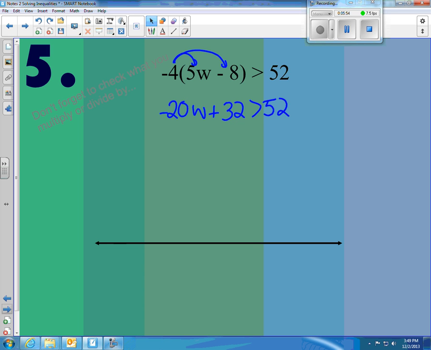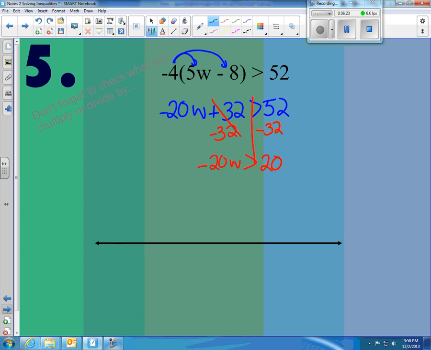Now we are still going to follow our steps. Step 2 says gather the variables to one side. Sweet, all the variables are on one side. Step 3, use addition or subtraction to cancel that constant. So we're going to subtract the 32 because we're crossing that inequality sign. So we have negative 20w is greater than 20. Now, we didn't multiply or divide, so we didn't have to worry about changing that inequality symbol.